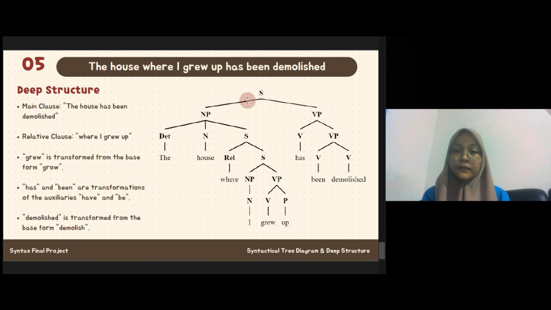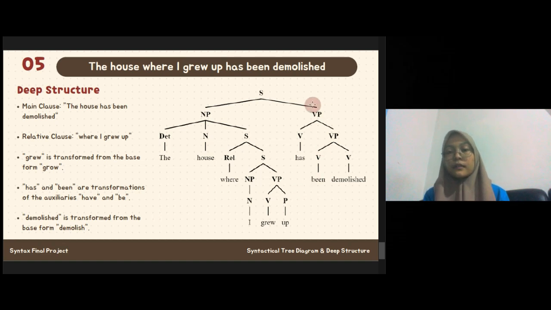The sentence is divided into two nodes, noun phrase and verb phrase, and then below the noun phrase there is a determiner the, noun house, and then there is a sentence. Below the sentence there is a relative pronoun where, and then there is a sentence again. Below the sentence there is a noun phrase, which is I as a noun, and then verb phrase. Below the verb phrase there is grew as a verb and up as a preposition.